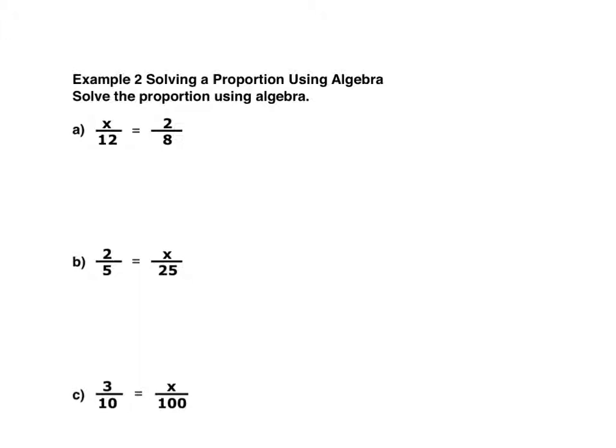We take our cross products. I like to have my cross product with the variable first. So my first cross product is going to be 8x, and then we set it equal to 12 times 2. We do our cross products. We get 8x equals 24. Now I just solve for x by dividing by 8, and I get x is equal to 3. And that's all we have to do. So go ahead and do these others very similarly. We just do the cross products and see how you do.